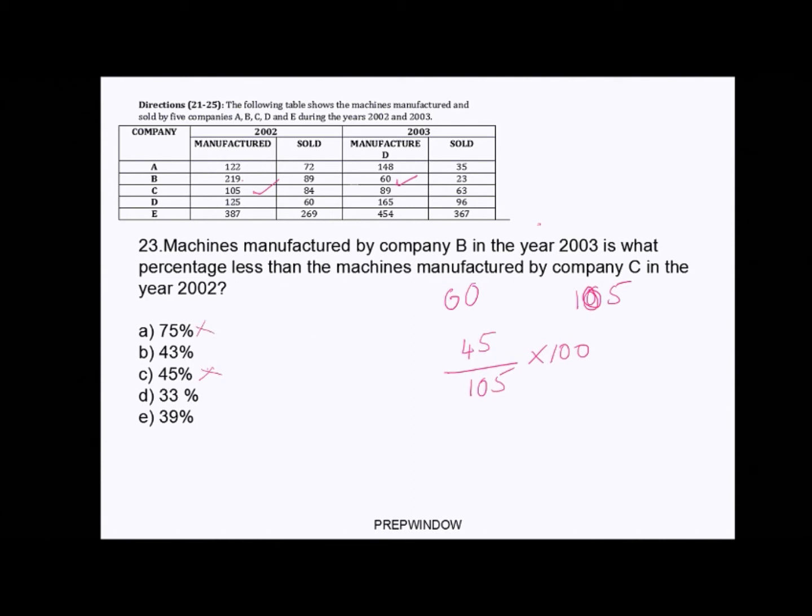So two options are eliminated. Now we have 43%, 33% and 39%. We will be going with our universal method. Take 10% of the denominator.